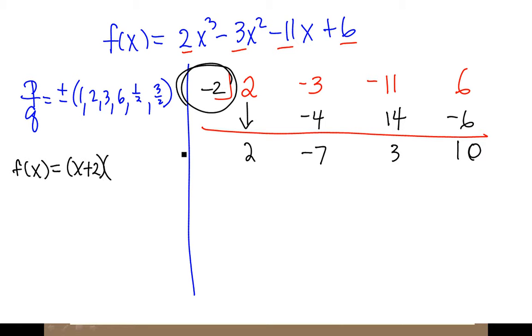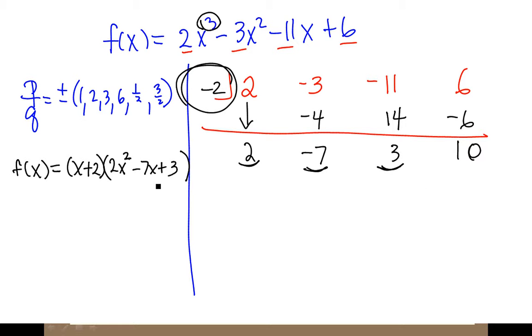And then what do you have left? We started out with a polynomial to the third power, so this represents a polynomial to the second power. Therefore, we will say 2x squared minus 7x plus 3. That's where I'm getting these numbers from. All right. And then since I have a quadratic trinomial here, I can factor this by hand. There are many ways to factor a trinomial.